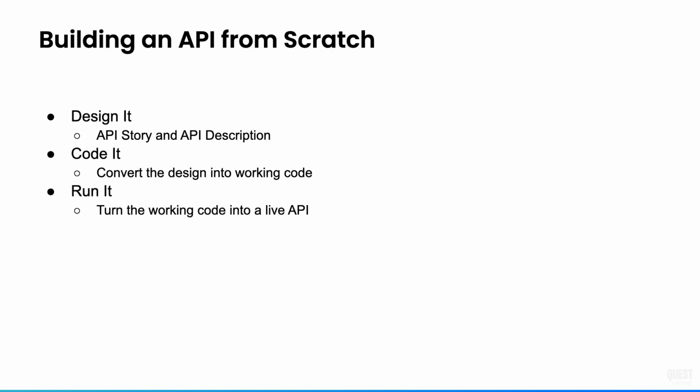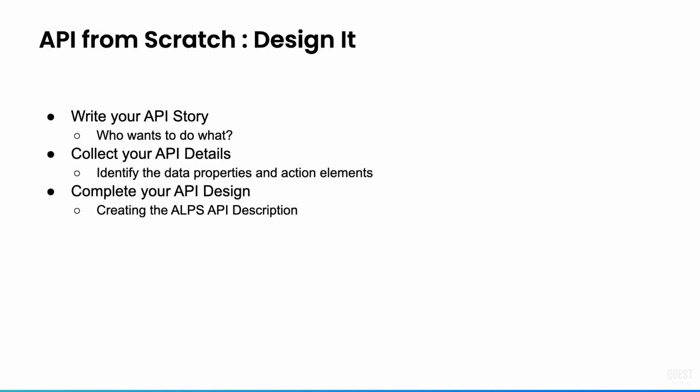We're going to design it, which means we're going to create our API story and our description. We're going to code it. We're going to convert that documentation of the design into actual code, and then we're going to run it. We're going to turn it into a live API by looking at testing, security, and other elements. So let's get started with designing our API from scratch.